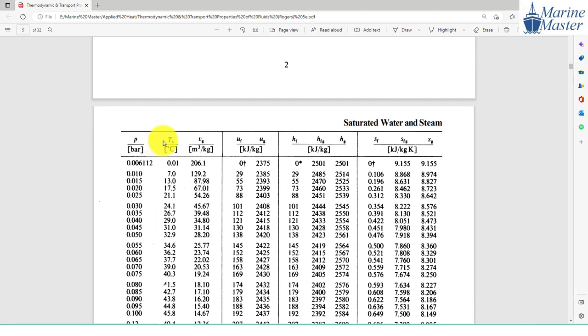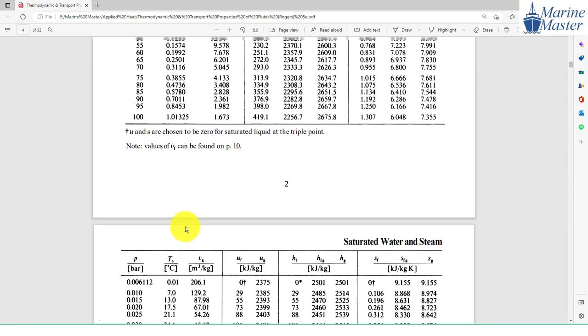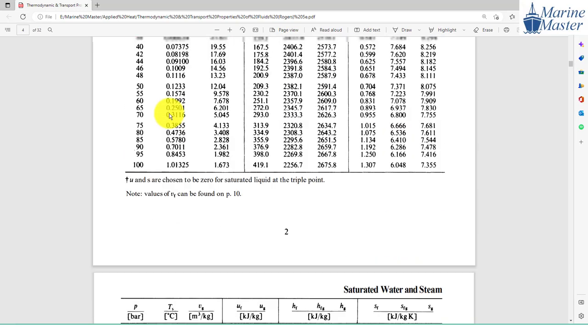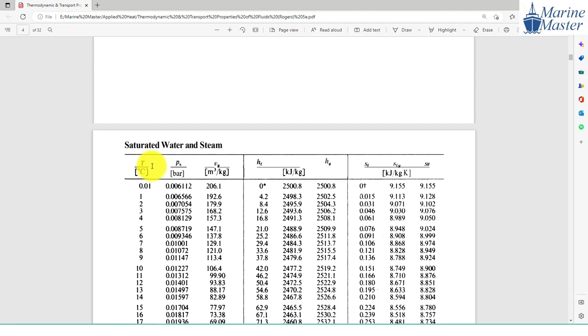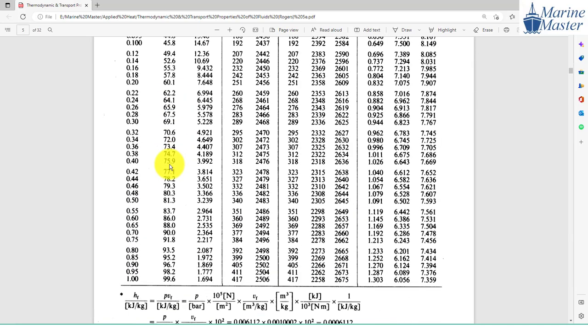See, I am going once again. First column is pressure, second column Ts stands for saturation temperature. So if pressure is 1 bar, then the corresponding saturation temperature is 99.6 degrees Celsius. In the first table, it is temperature and corresponding saturation pressure, but in the second table, it is pressure and corresponding saturation temperature.